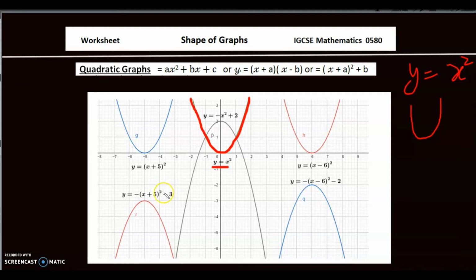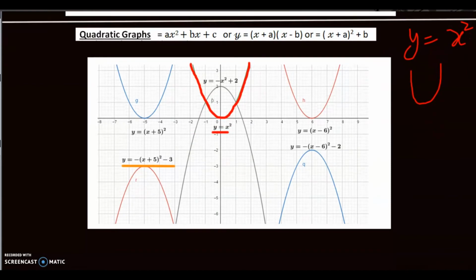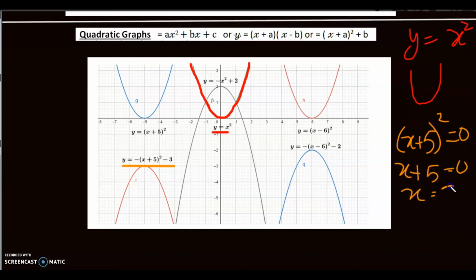Alright, now let's discuss the graph of this one. y equals minus x plus 5 whole square minus 3. Okay, so now what's happening over here? The coefficient of x square is negative, right? When we expand this equation, we'll get negative x square. So that means it's going to be an inverted graph. Alright, and then how do I find the x intercept? I equate this to 0, which simply gives me x plus 5 equals 0, which gives me x equals minus 5. So that means the graph will be aligned with minus 5 over here. Since it's x plus 5, the graph is moving 5 places to the left.